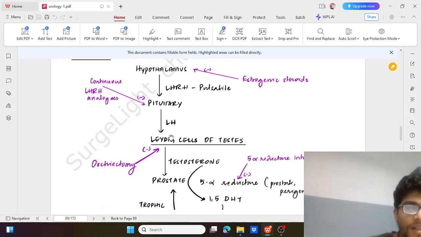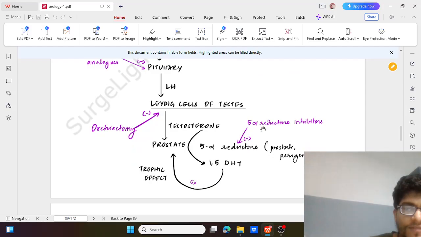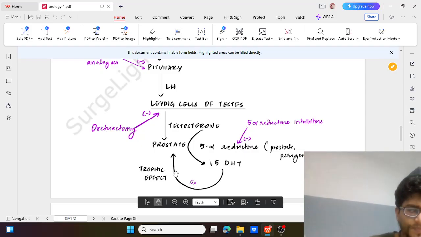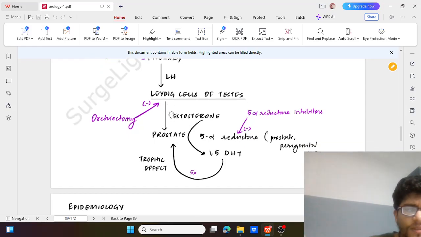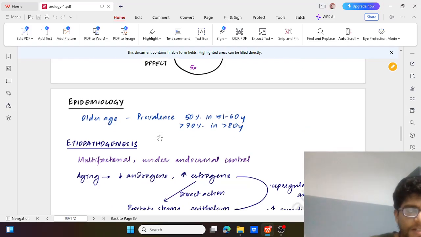Orchidectomy will remove the testis, so testosterone will not be produced. And 5-alpha reductase inhibitors will inhibit 5-alpha reductase, so testosterone will not be converted to dihydrotestosterone, and the effect on the prostate will be reduced. This dihydrotestosterone is present in the prostate itself and perigenital skin, so it will reduce the growth of the prostate. So overall, we have to reduce the growth of the prostate by some means.